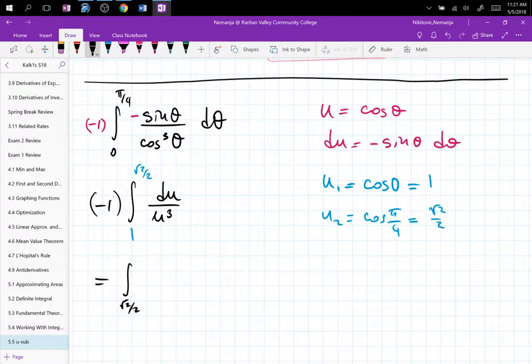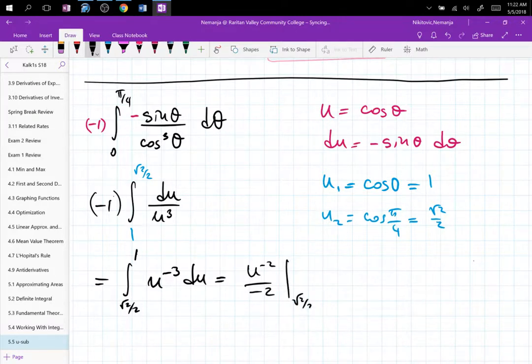So now this is integral root 2 over 2 to 1. So this -1 cancels with the negative that the formula gives when you switch the limits. This is u to the -3 du. So that's u to the -2 over -2 from root 2 over 2 to 1. I'm going to put this as -1 over 2u squared from root 2 over 2 to 1.